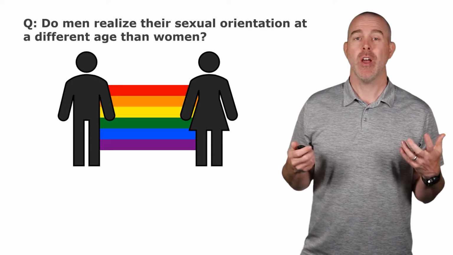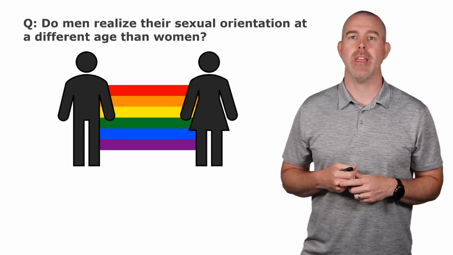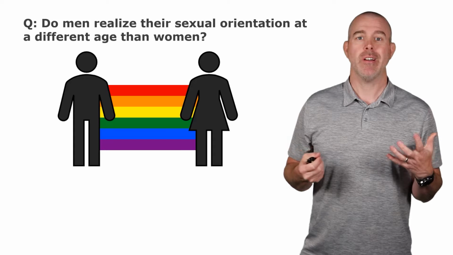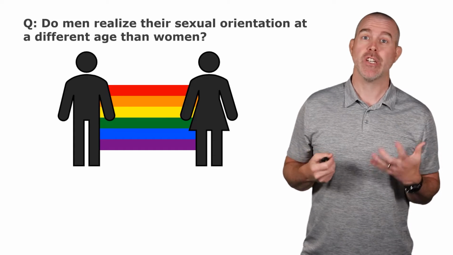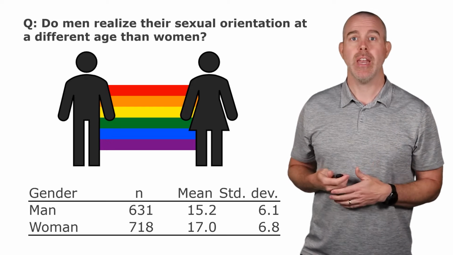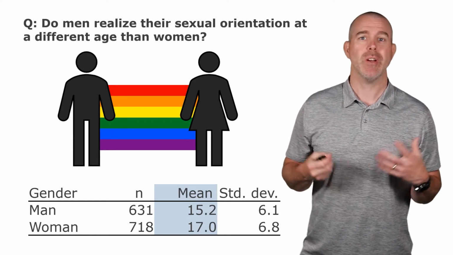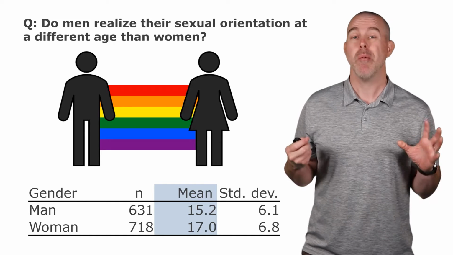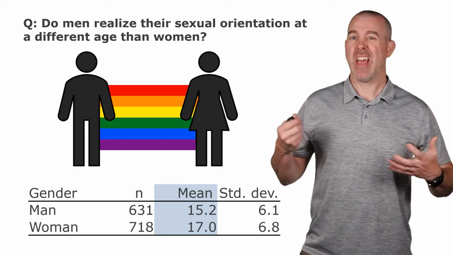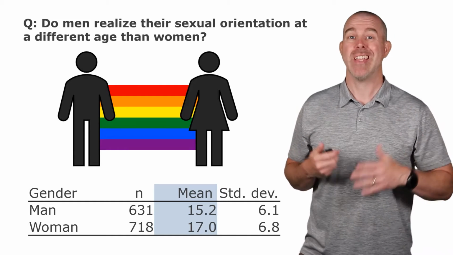So for example, we have this lesbian, gay, bisexual life and health database. I'll put that link in the description. And we wonder, do men realize their sexual orientation at a different age from women? Now we have the sample data here. You can see that it's 15.2 for men and 17 for women. So at the sample level, they're certainly different, but this is sample. Maybe that difference really won't end up being statistically significant. So we want to test that.